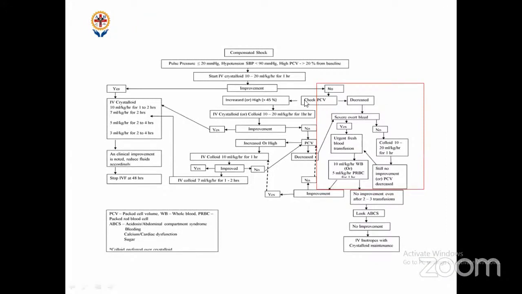So you check the PCV. If PCV is decreased, that means you suspect occult bleed or overt bleed. Here overt bleed is not there, so it's occult bleed. So you need to go for urgent blood transfusion.